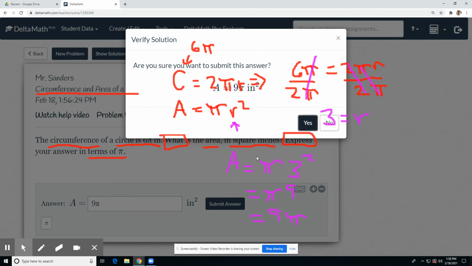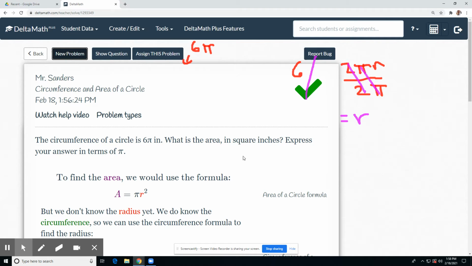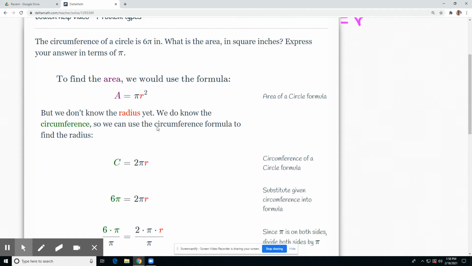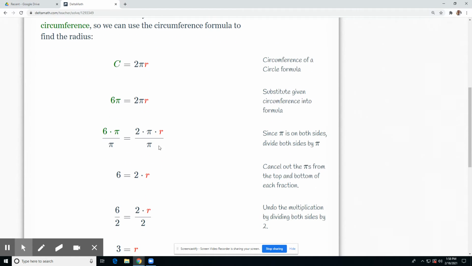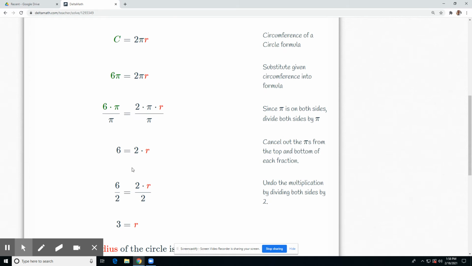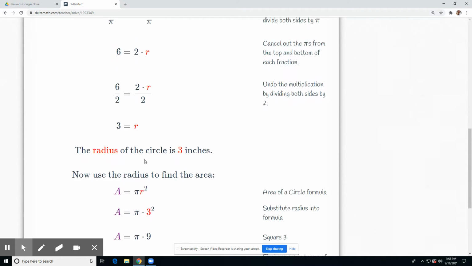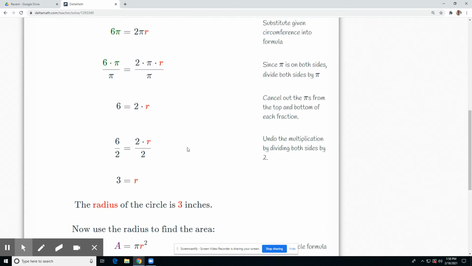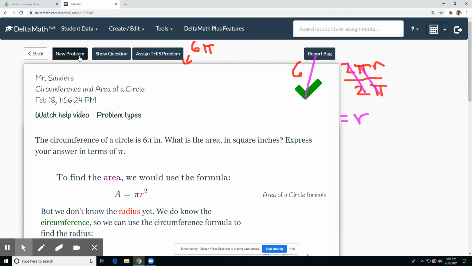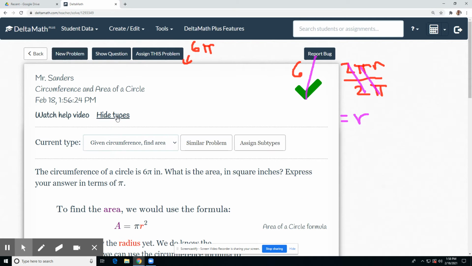Okay. See if they did it in a different style. Find the area. There's the formulas. Always write those out. Solve for radius. That's what we did. Looks like they did it one piece at a time. That's fine too. And the radius of the circle is 3. Plug that into area. All right. Not bad.